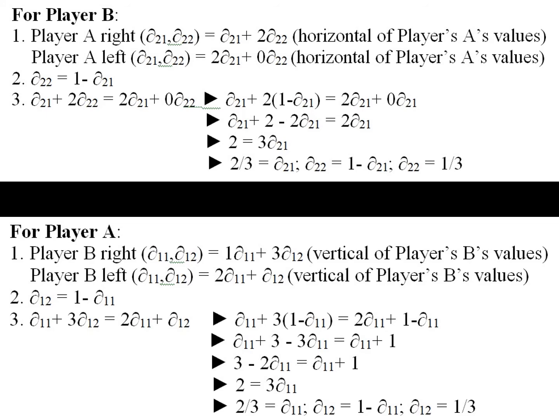So here we have the equations that we constructed earlier. Here for player B on the top, we have player B referring to the values in player A's strategies. We constructed exactly this equation in the previous slides. Player A's right is theta 2,1 plus 2 times theta 2,2, and player A's left is 2 theta 2,1 plus 0 theta 2,2.